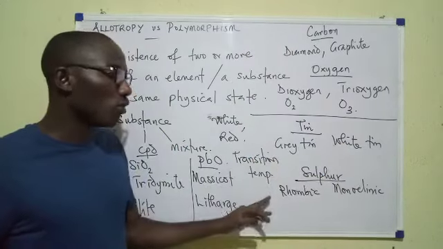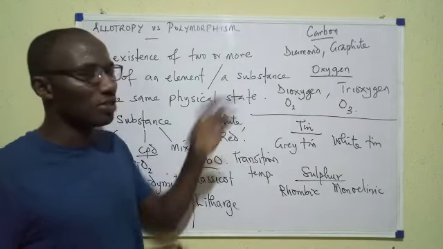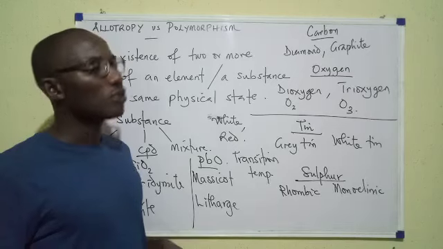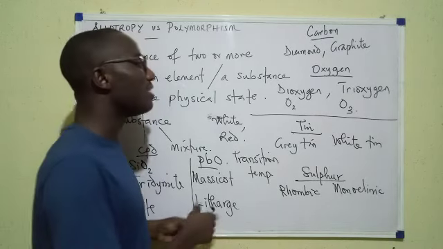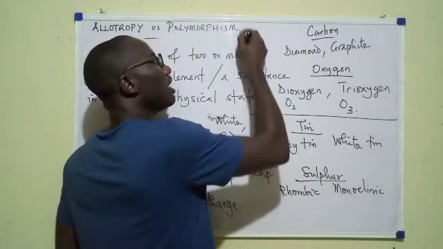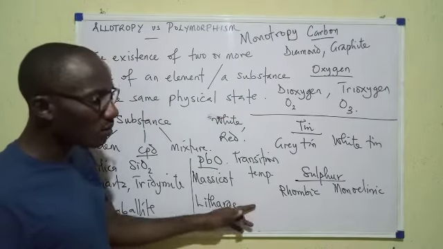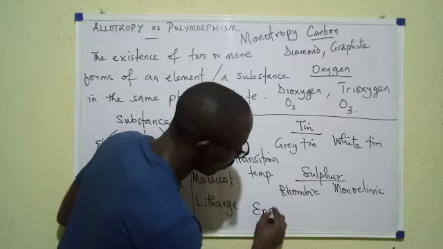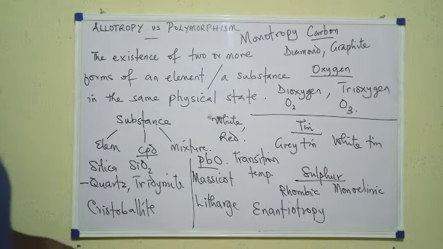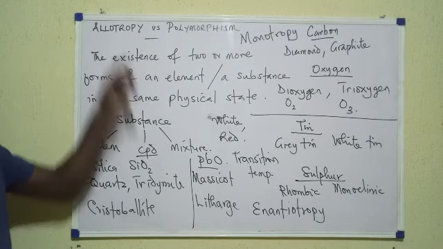So for tin, for sulfur, there's a transition temperature between their allotropes. But for these two cases, no transition temperature. There's no temperature that separates diamond from graphite, as it were. So that type of allotropy, where there is no transition temperature, such as in carbon, in oxygen, in phosphorus, is referred to as monotropy. And then the second type, where there's a transition temperature, is called enantiotropy. All right. So enantiotropy and monotropy are the two types of allotropy.